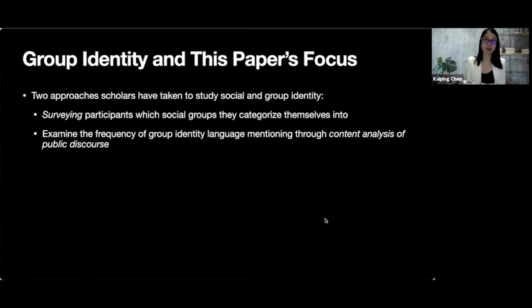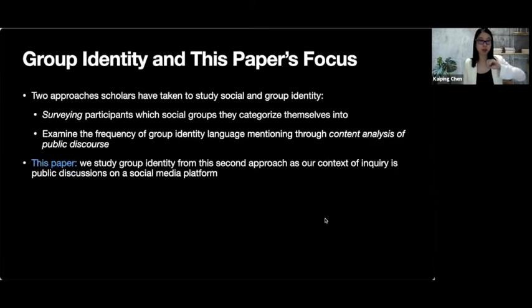And the second approach, particularly with those scholars who study social media posts, is they will examine the frequency of group identity language, the frequency of mentioning or referring to group identity in the social media discourse. And this is where, particularly on social media, user information is very hard to identify. So the second approach is more focused on how identity language is used at the social media post level. So this is where my paper's approach is.